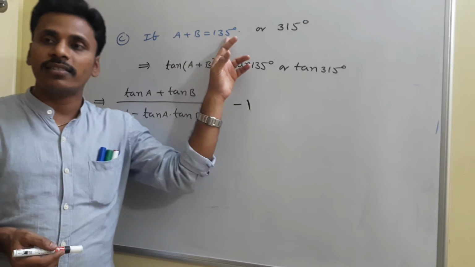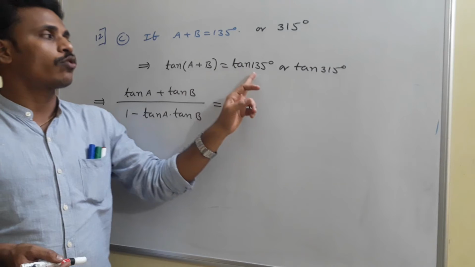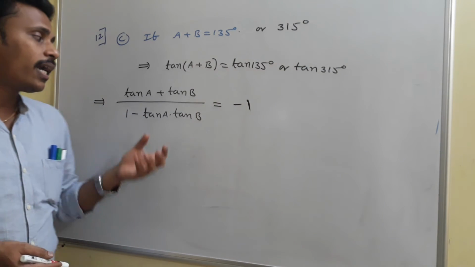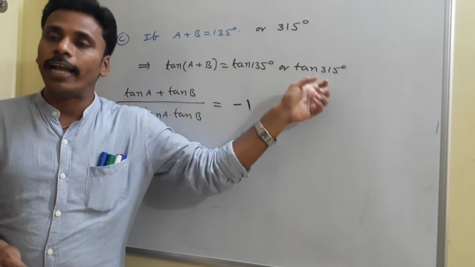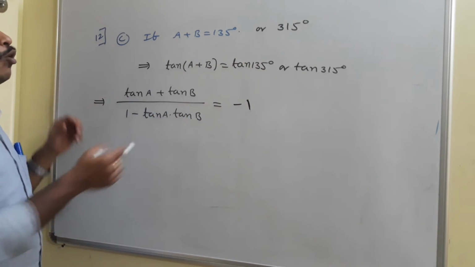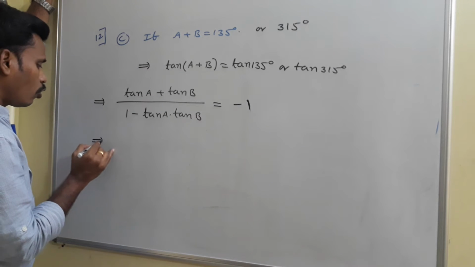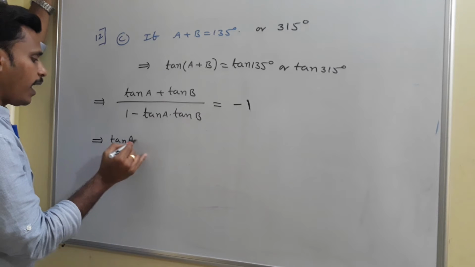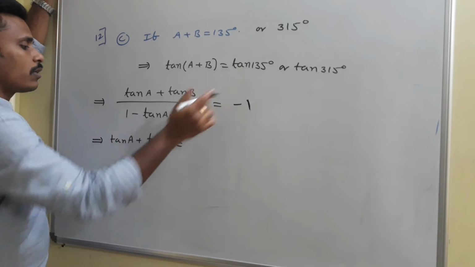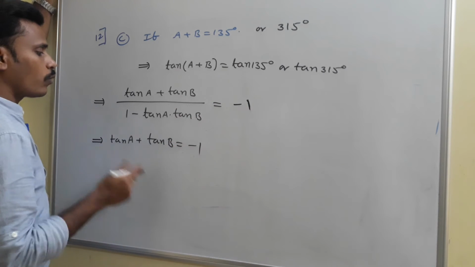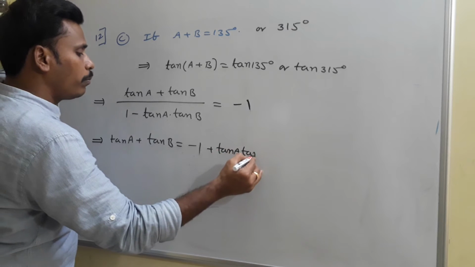If the sum of two angles is either 135 or 315, if you apply tan of a plus b, it equals tan 135 or tan 315. The left side is the tan a plus b formula, and on the right side the value of both is minus 1. So in both cases you get minus 1. And now do cross multiplication. So that implies tan a plus tan b is equal to, send this as 1 into minus 1 is minus 1, minus of minus is plus, tan a into tan b.